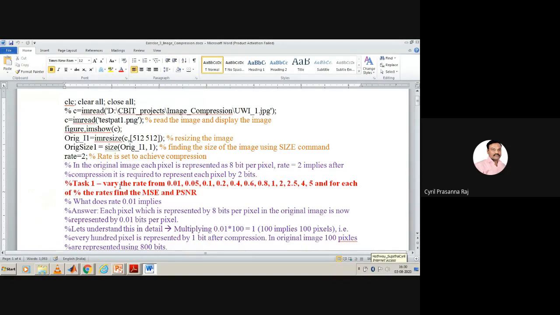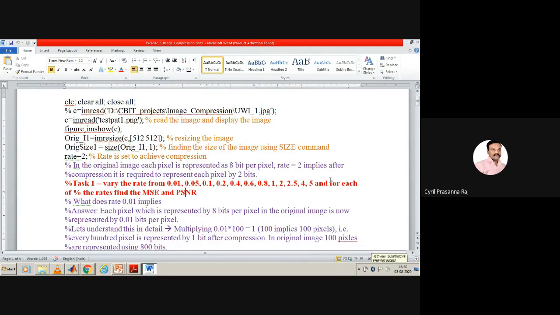So task 1 is, see the rate, whatever you have here, is 2. I want you to change this rate from 0.01 to 5. And for each of this, I want you to find out the mean square error and PSNR and make a table out of that. If it is 0.01, what is the mean square error and PSNR? If it is 0.05, what is the mean square error and PSNR?